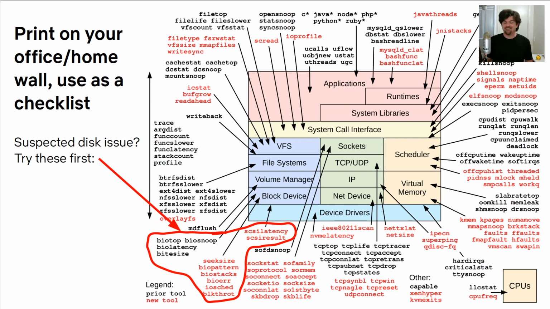I also printed it out and used to have it on my office wall. I've since moved offices. I need to put up a new one. And I use it as a checklist. If you know you've got an issue, say in the block devices or disks, you can then go around and see which of those canned tools exist and see what sort of insights they provide. I can look at the SCSI level latencies. I can look at disk errors. I can look at the patterns of access and so on.